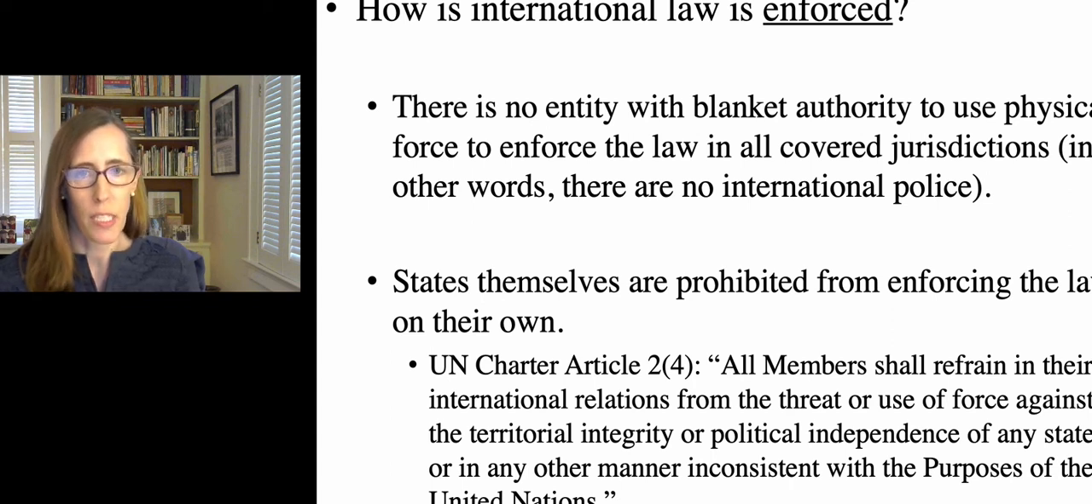So they can't use force to compel another state to comply with the law. So even for a good reason, they can't resort to war. So how can the law be enforced?